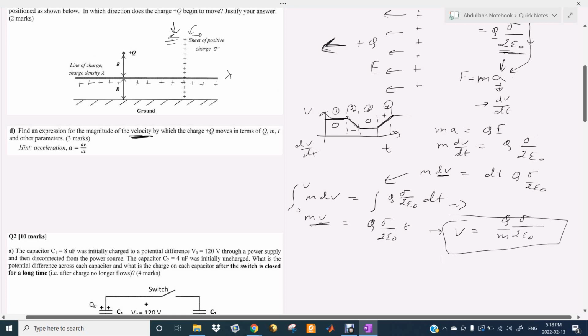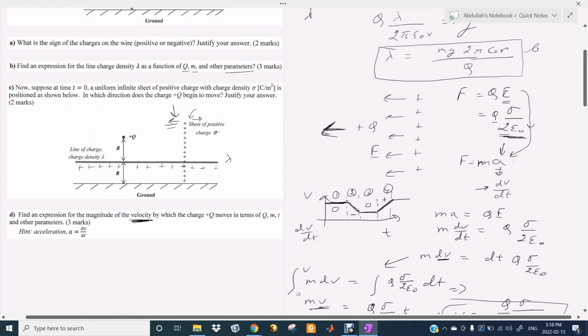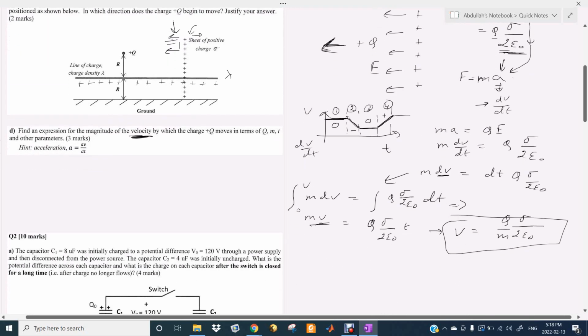So basically, when you place this sheet of charge, it will apply a force on the charge, which will cause an acceleration, which will cause the charge to move with a velocity that you can find from the Newtonian equations.